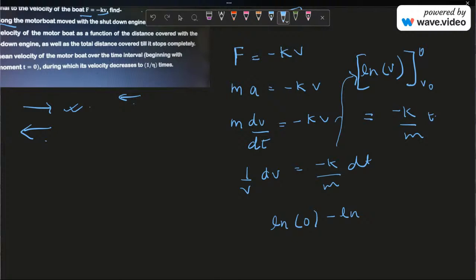Ln 0 minus ln v naught. Is ln 0 defined or not? Like e to the power what is equal to 0? E to the power what is equal to 0 is not defined. Let me think about where it is wrong.